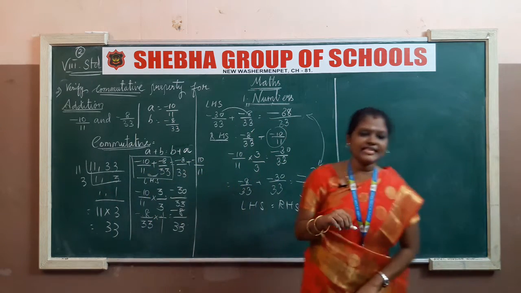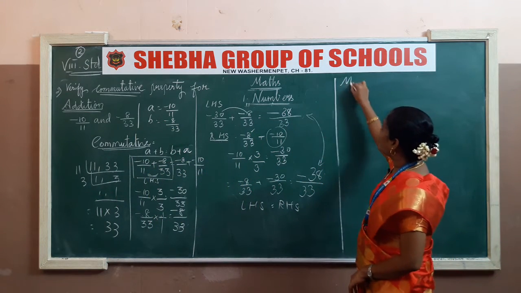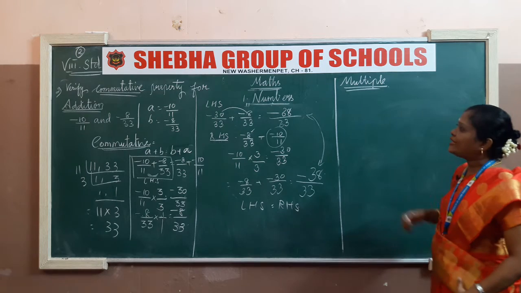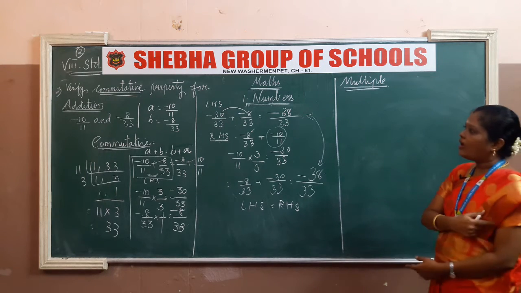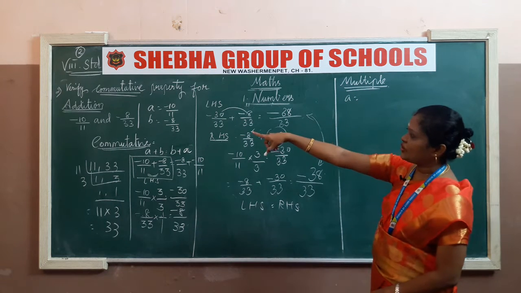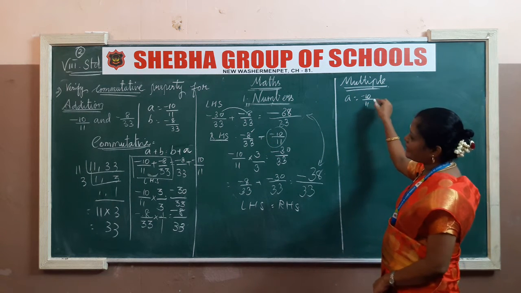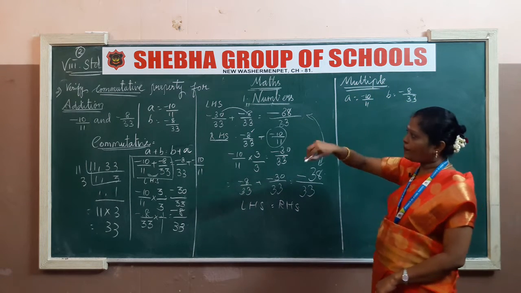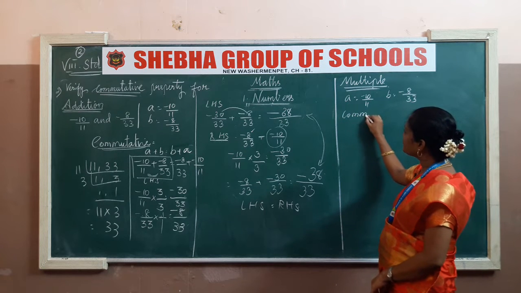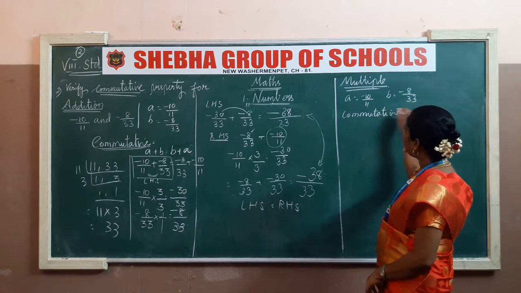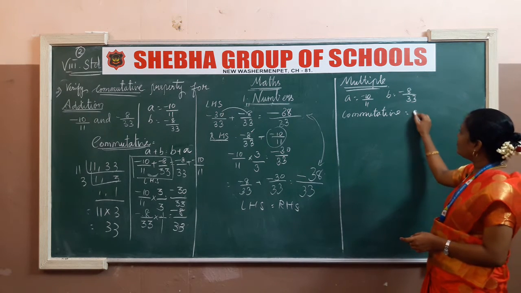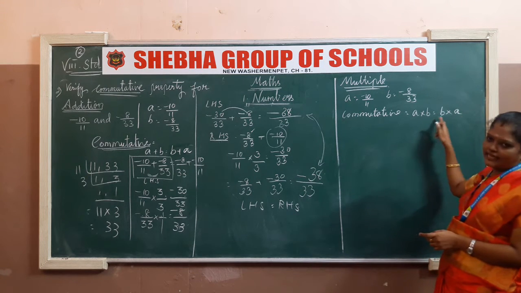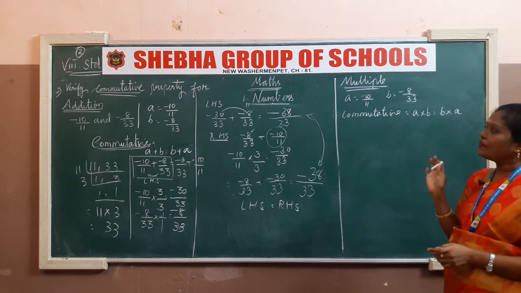Now what do we have to find in the same sum itself? They are asking to find multiplication also. Okay? Now we are going to do multiplication using the same commutative property law. What is our A value? In the first question you can see, what is our A value? Minus 10 by 11. What is our B value? Minus 8 by 33. Now what is the commutative property in multiplication? Just the same thing. Instead of the plus symbol we are using the multiplication symbol. Am I right? A's place is also changed. Here A times B, in right hand side B times A. Clear?